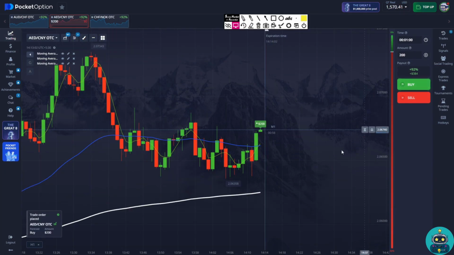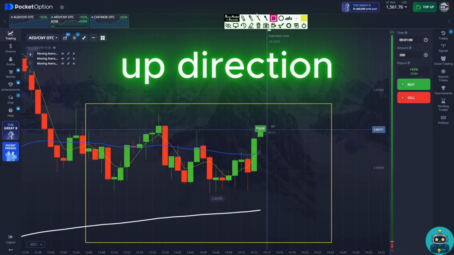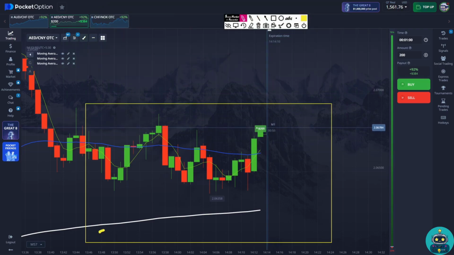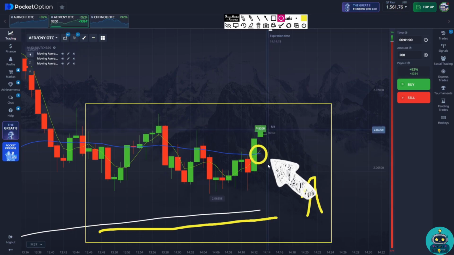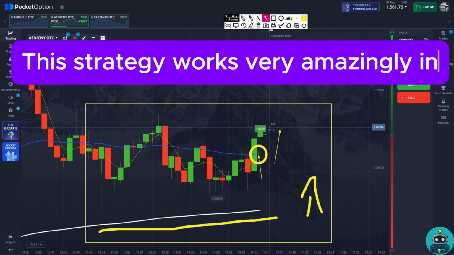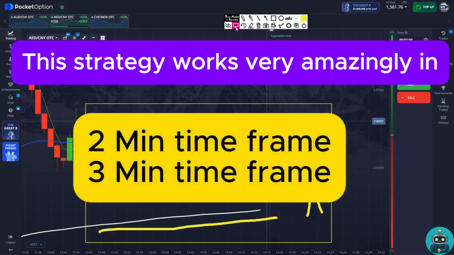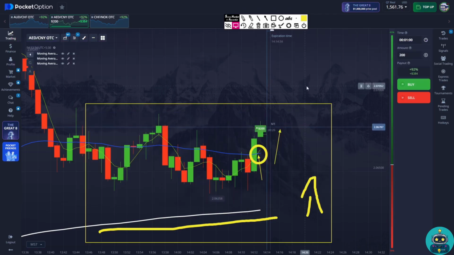For example, here I have taken a trade with the trend, of $200 for the up direction. So the white line was below the market, which means the market is in an uptrend. So we followed the trend here, the green line crossed the blue line in the upward direction, which means we are ready for an up trade for 1 minute duration. I would like to tell you that this strategy works very amazingly in the 2-minute time frame, as well as in the 3-minute time frame. I am taking trades here with the 1-minute time frame just to show you, so that the video won't become so long for you to watch.